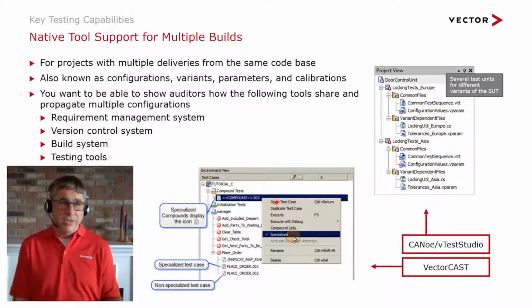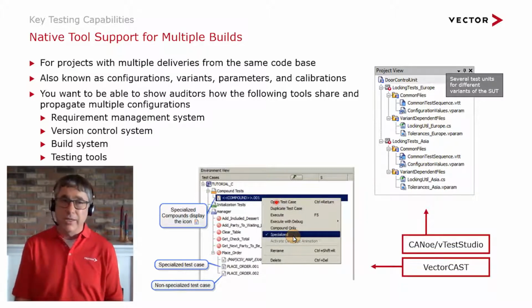So maybe you have an A configuration and a B configuration. Well, how do you handle that? How is that entered in your requirement management system? How do you account for that in your version control system? How is it implemented in your build system? And then, of course, finally, how do your testing tools use that?